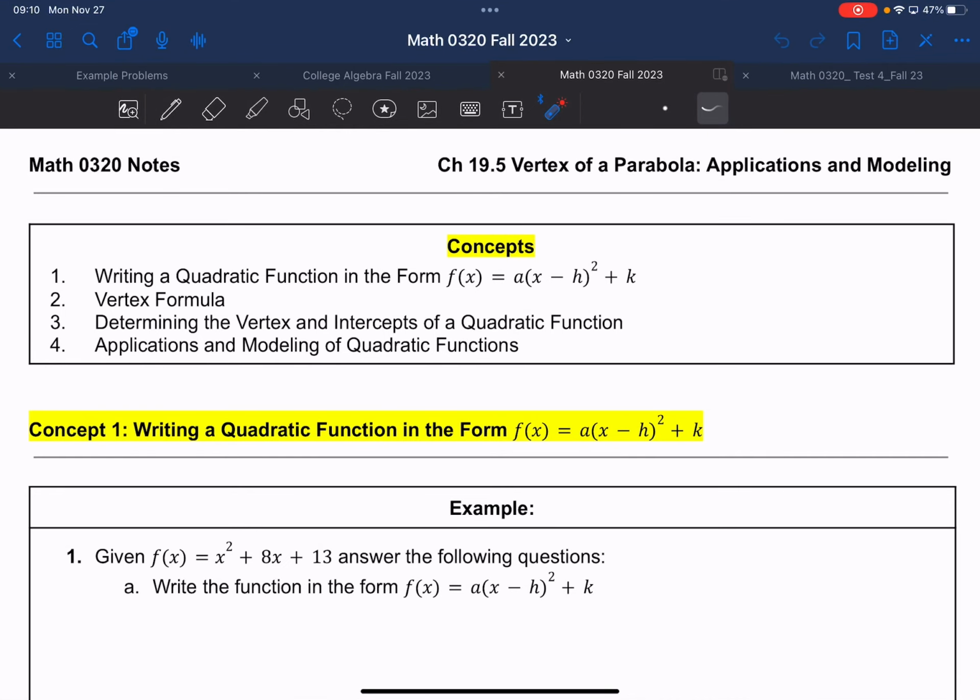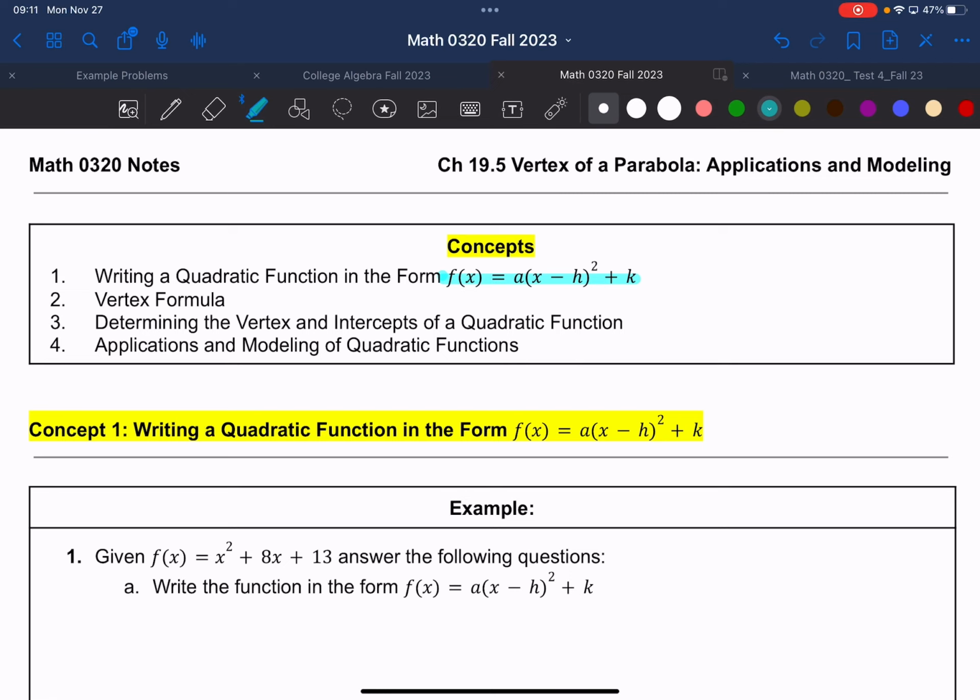Okay, so this is chapter 19.5 notes, which is vertex of a parabola. And we are going to go over applications and modeling. So the concepts we're going to go through is how to write a quadratic function in vertex form. That's what this formula is. And we talked about this formula last time in 19.4.